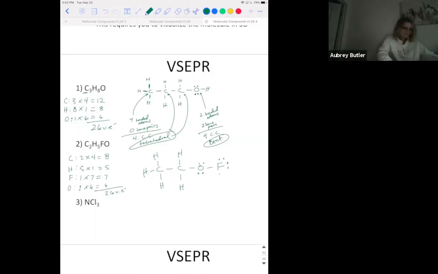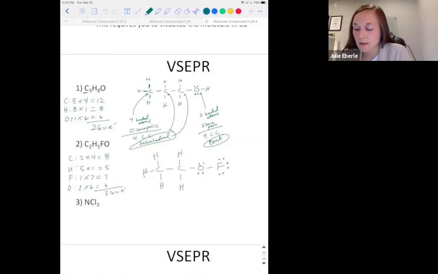Okay. Now let's count up. Do we have 26 electrons represented? 2, 4, 6, 8, 10, 12, 14, 16, 18, 20. I counted 26.